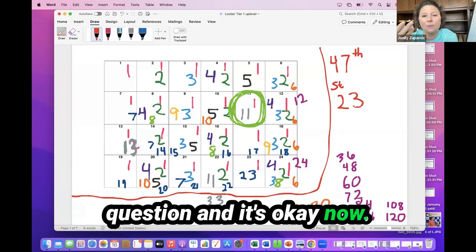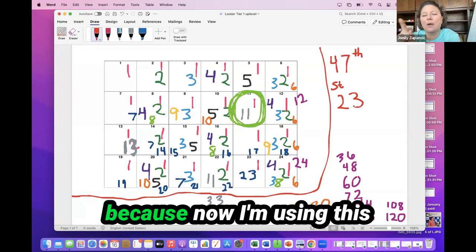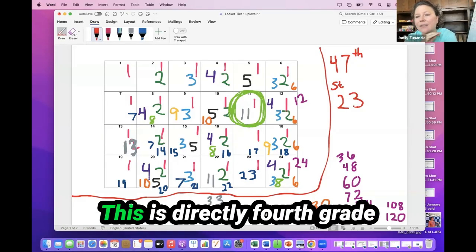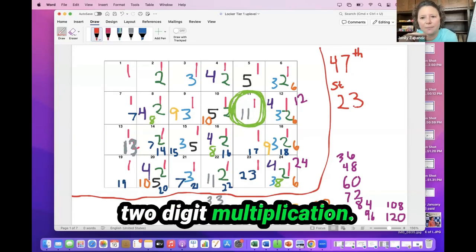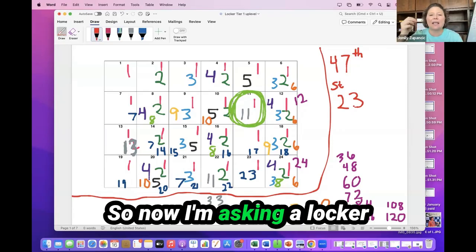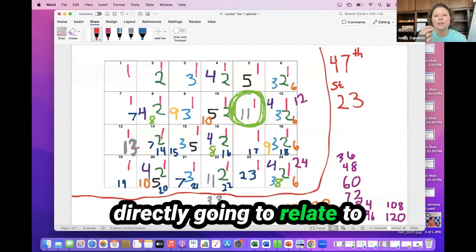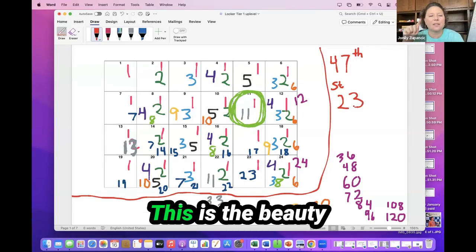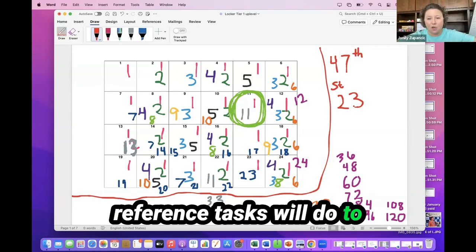And it's okay now. But I ask this question now because now I'm using this reference task to teach my 4th grade standards. This is directly 4th grade standards: 2-digit by 2-digit multiplication. So now I'm asking a locker problem question that is directly going to relate to my specific standards. This is the beauty of reference tasks. This is what reference tasks will do for us.